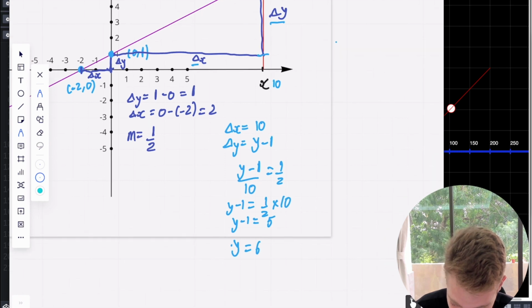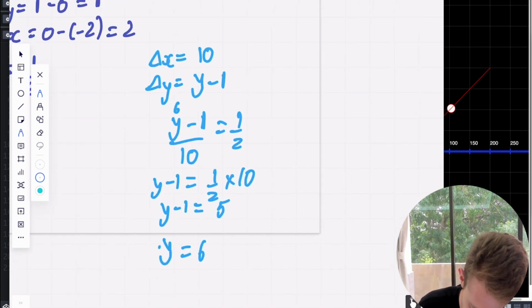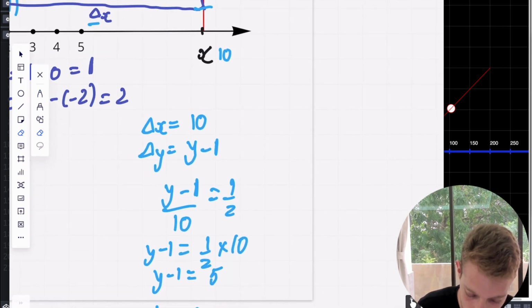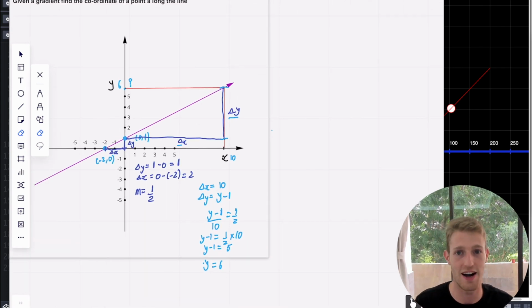And yeah, that's pretty much it. But let's make sure. Let's test it. If I say 6 over here, 6 minus 1, I get 5. 5 over 10, 1 over 2. So we know that's right. Let's see if we can translate all of this math now into some code.